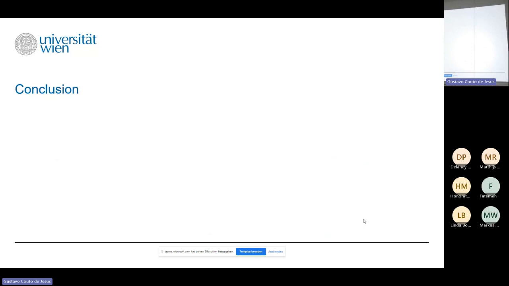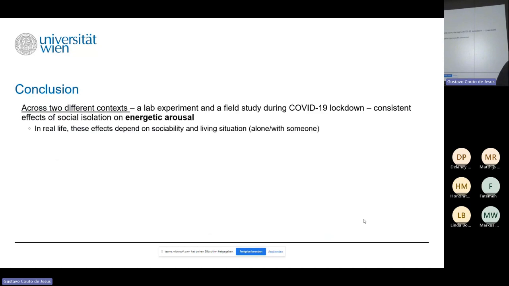So what we could say for this study and how we could interpret the results. Well, first, across 2 different contexts, the lab experiment and the field study, we found a consistent effect of social isolation on energetic arousal. I mean, we probably could not say that social isolation has an effect on energetic arousal in the field, because there is no causal manipulation. But we are quite confident this is the case in the lab. And in real life, this effect depends on sociability and living situation.